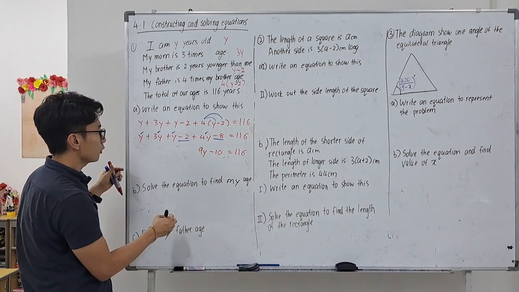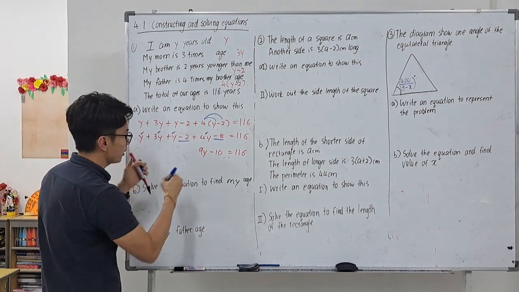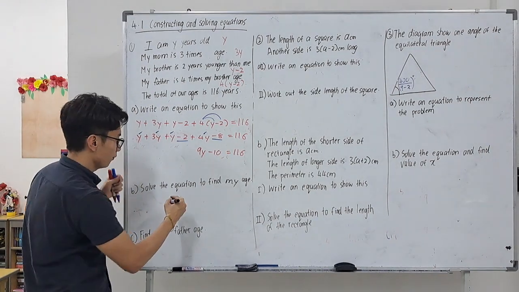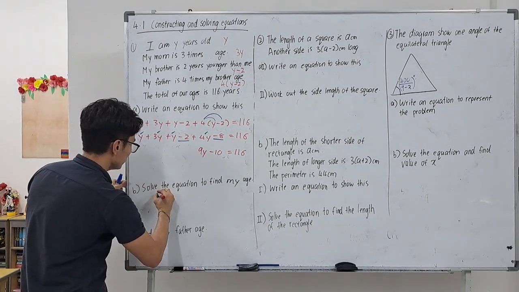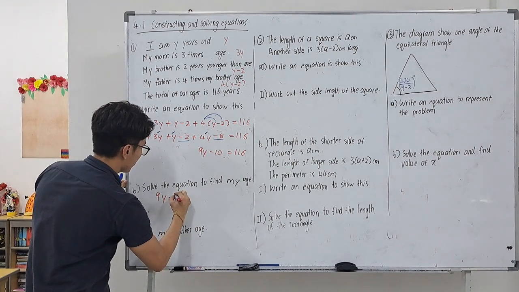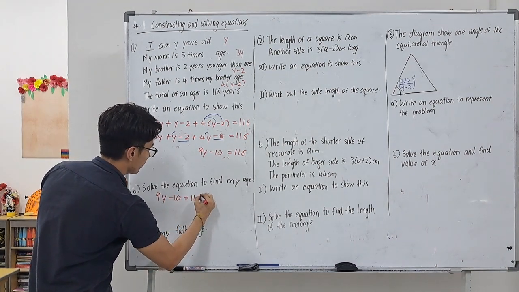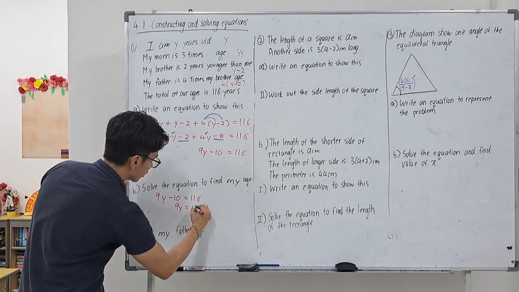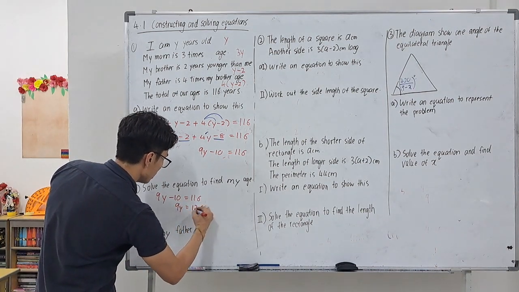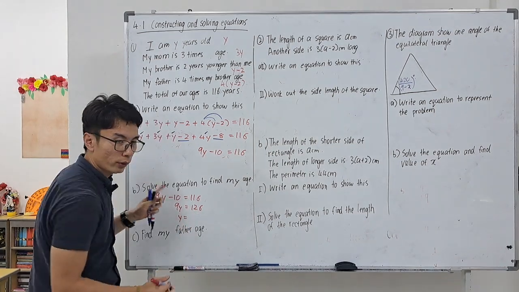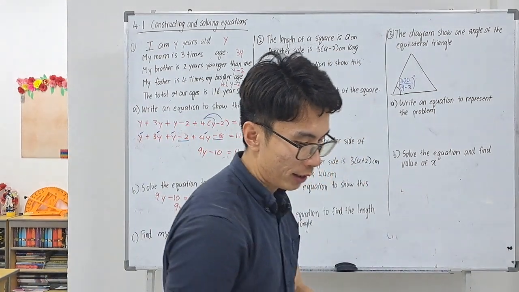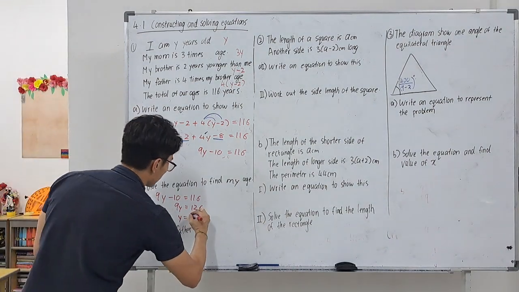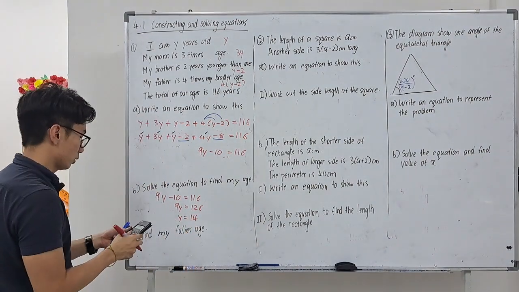So let's solve the equation now, which means we want to find the value of y. So my equation here is going to be 9y minus 10 equals 116. So for 9y, I move the 10 over, that's going to give me 126. And y is going to equal 126 divided by 9. And let's quickly check that with our calculator. 126 divided by 9 gives me 14.